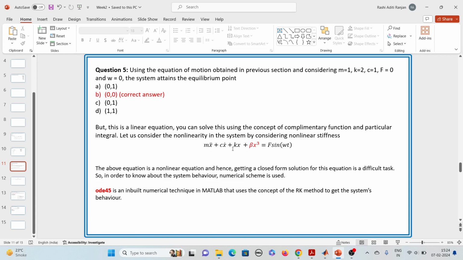I cannot integrate it two times, right? So what am I supposed to do? If I give ODE45 x double dot, it is not going to integrate and give me x on its own. So this is a second order differential equation, isn't it? In order to get the variation of x with respect to time, I'm going to change this second order differential equation into two first order differential equations. How will I do it?